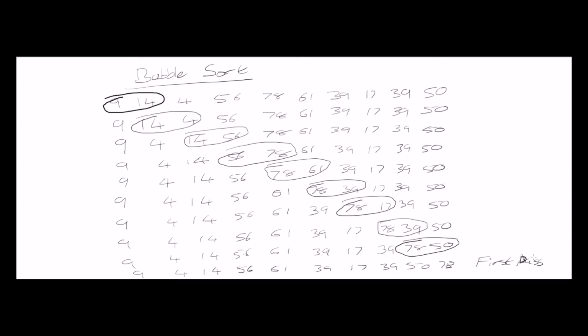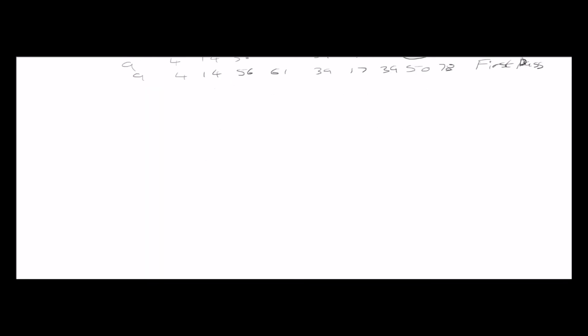So this is an example of quite an inefficient sorting algorithm, because you can see that at the end of our first pass, the list still isn't sorted from lowest to highest. It's an inefficient algorithm because we've got to then perform several more passes to get the full solution.